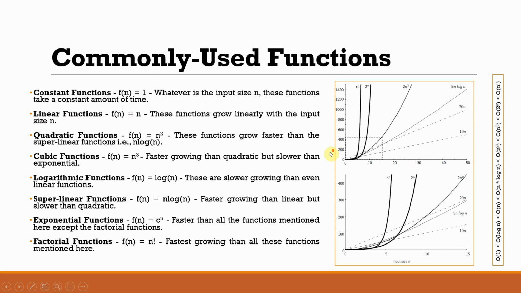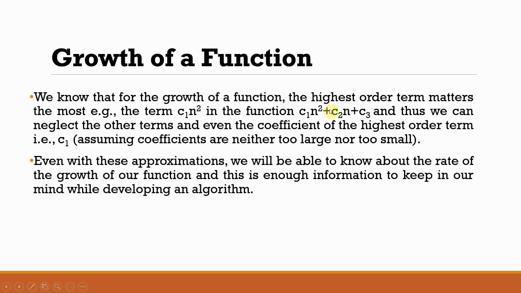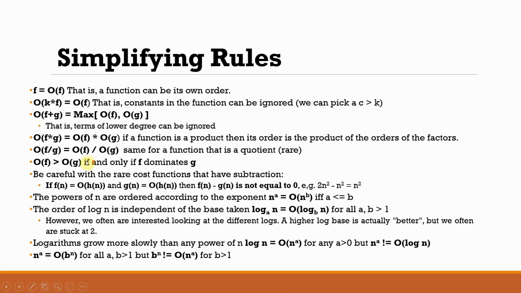So here you can assume that if this is f, this is g, right? This is going to be of order n squared, and this is going to be of order g. So we always care about the most dominant term. If you multiply them, the orders are going to be multiplied. If you divide them, it's going to be divided. Order of f is going to be bigger than order of g only if f dominates g, right?